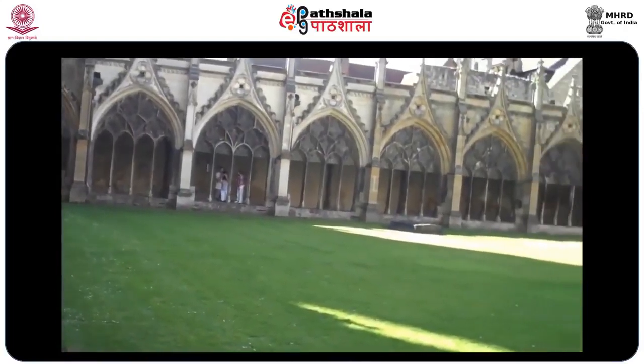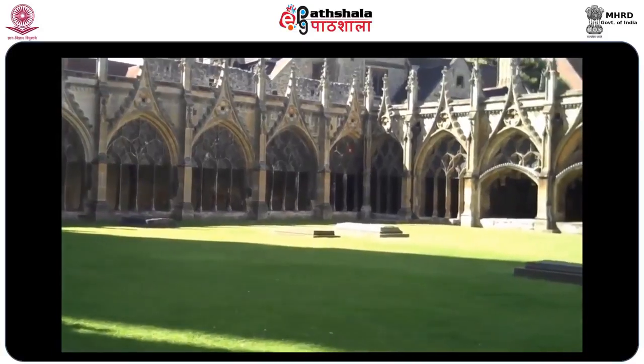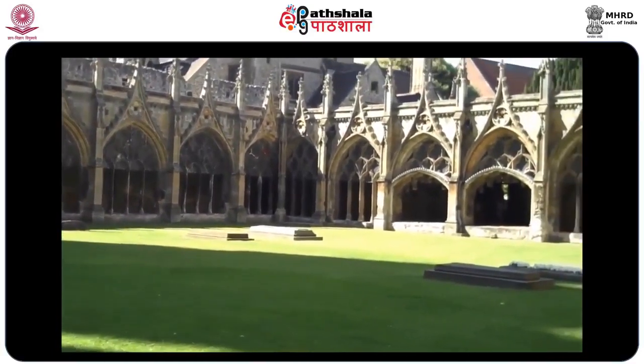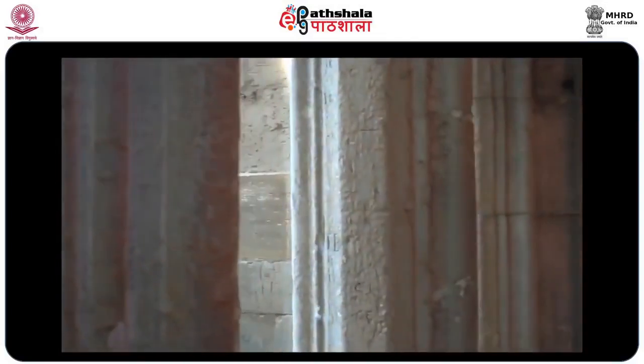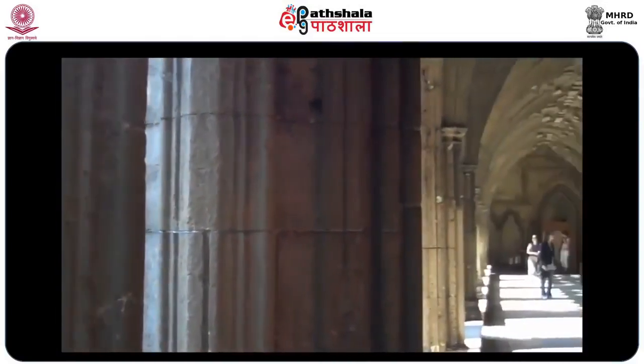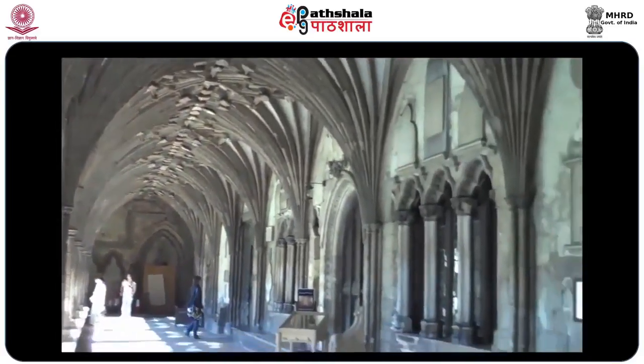We're standing just outside the north transept, looking into the rectangle formed by the nave and the north transept. This area, known as the cloisters, is where the monks would have lived and worked in the Middle Ages. This is also where the story of Becket's murder begins.